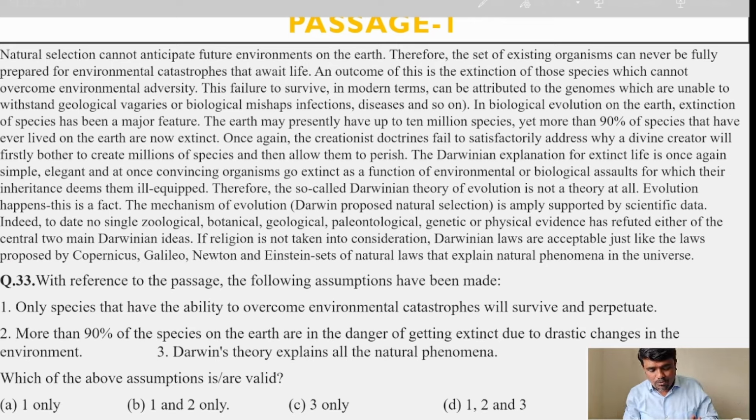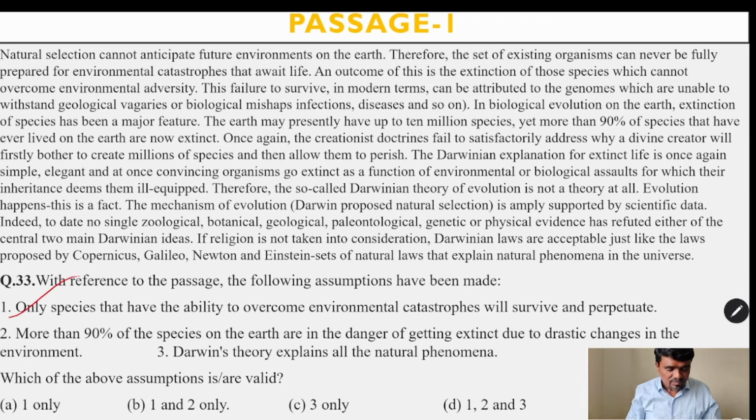Only species that have the ability to overcome environmental catastrophes will survive and perpetuate. Yes, that's very true. More than 90% of the species on the earth are in danger of getting extinct due to drastic changes in the environment. This kind of option is known as a partial truth, using the words which are mentioned in the passage to mislead you. 90% extinction? No, the passage is talking about the past. Whoever lived, those 90% are extinct. That doesn't mean that the existing 90% will be eliminated. See, that's the way the tricky options are given.